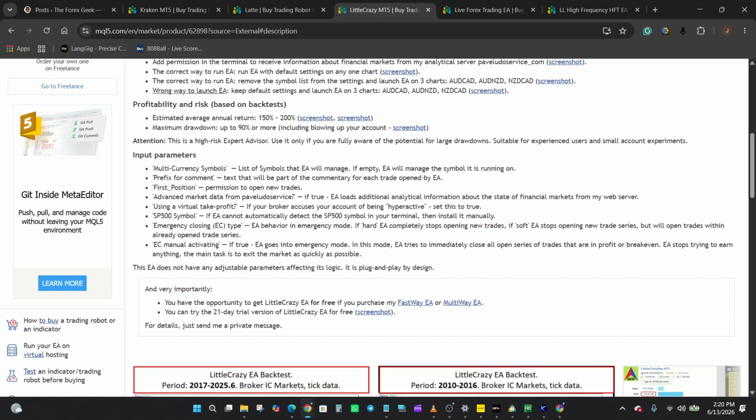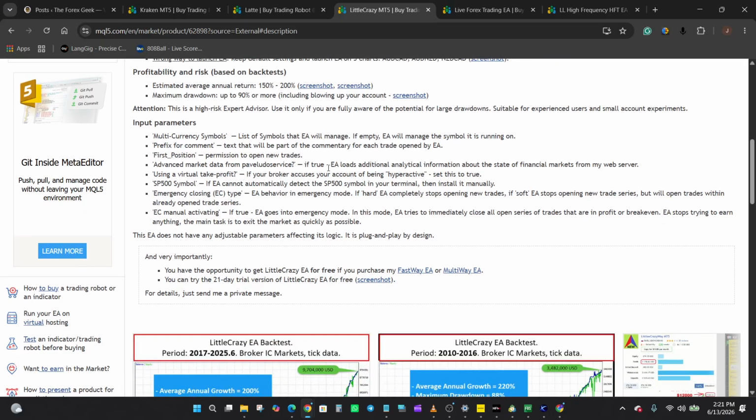There are also emergency management controls. The emergency closing options allow the EA to switch into a mode focused on exiting the market rather than seeking new opportunities. Depending on the selected emergency mode, the EA can either stop opening all new trades entirely or limit activity to existing trade series. Another available option is the virtual take profit setting, which the developer suggests may be useful under certain broker conditions.